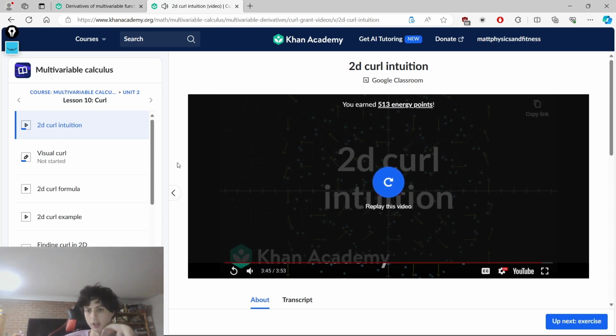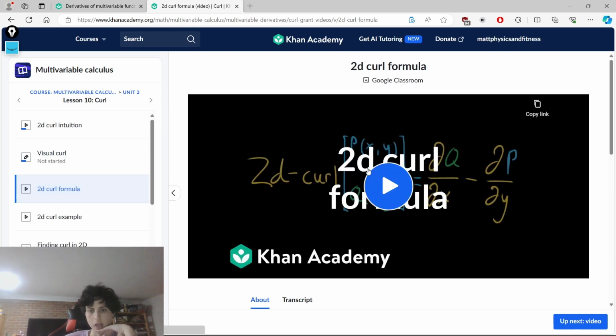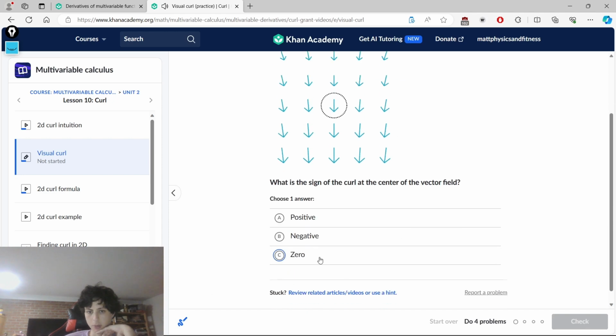Okay, so it's just a dot curling, and counterclockwise is positive. That's the idea. I want the formula. Let's just try it.